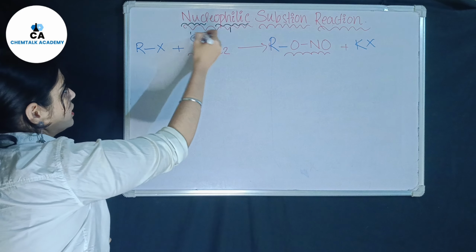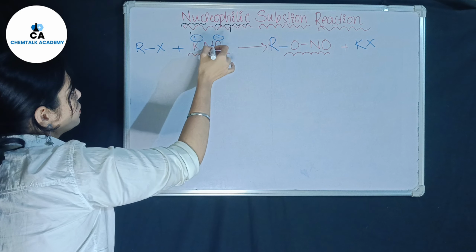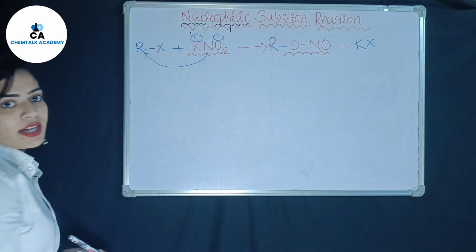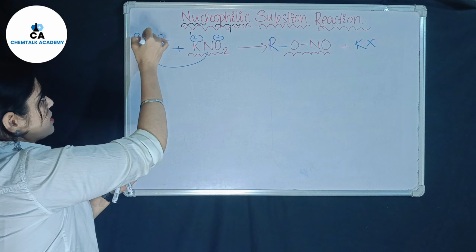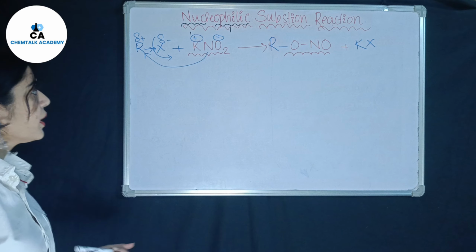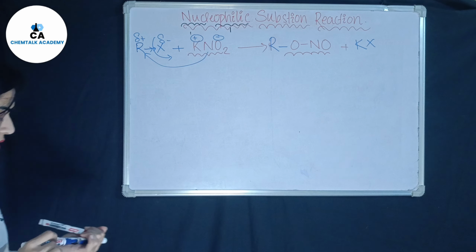Here which one has attack? This is positive, this is negative. Who has attack? NO2 has attack on the alkyl group. Here this is negative, this is positive. This leaves. Okay, so this way the reaction is completed.